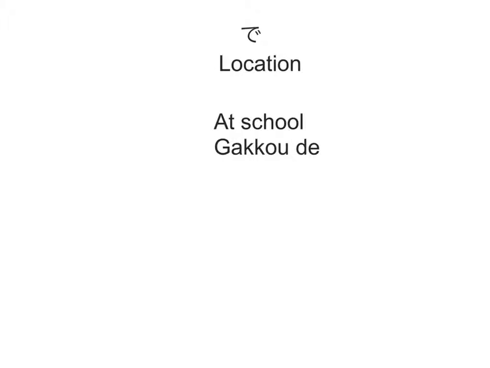The next particle we're talking about is this one here, de. And this is an indication of location. So if you're talking about a certain place or something happening at a certain place, you would say the place and then you would put this particle de after that place. For example, at school would be gakko de. So this de means at, and wherever the place is before that.